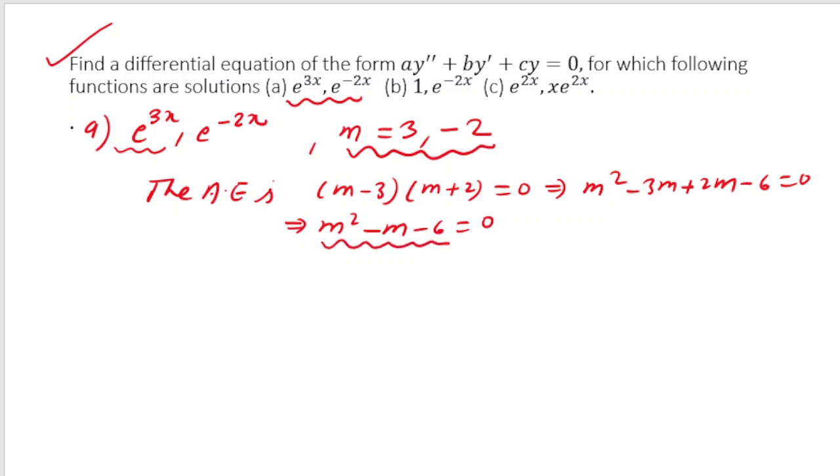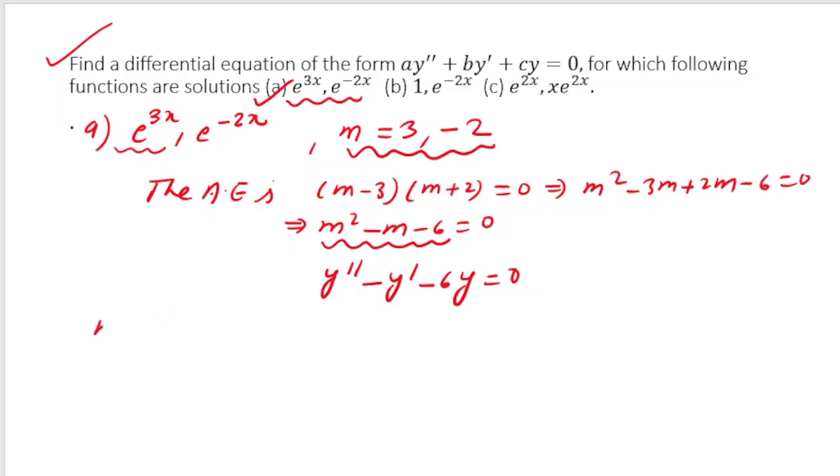Now if this is your auxiliary equation, what will be your differential equation? Can you guess? For m² I need to write y''. Now I am changing the process: when we had y'' I was writing m², but now that we have m² I am writing y'', because we want to get the differential equation. For m we write y', and it is -6, so I write -6y = 0. So this is the answer of the first problem: the differential equation is in the form ay'' + by' + cy, where a is 1, b is -1 and c is -6. So this is the solution of the first problem.